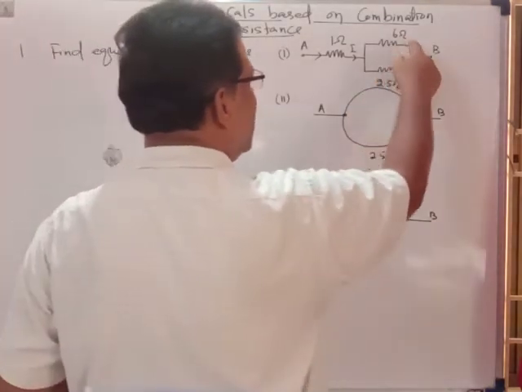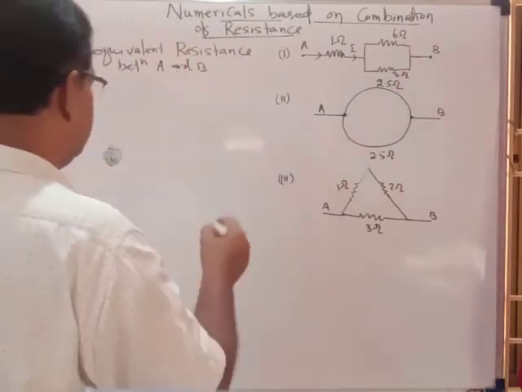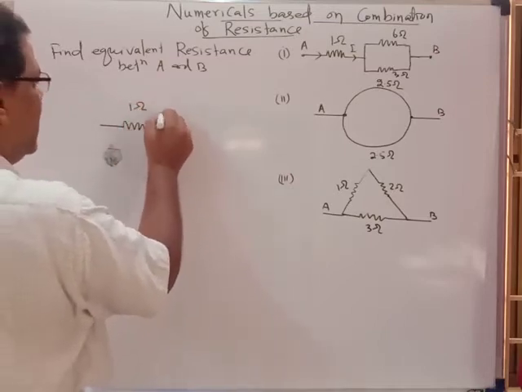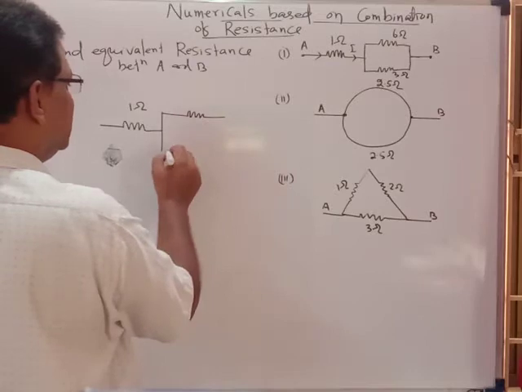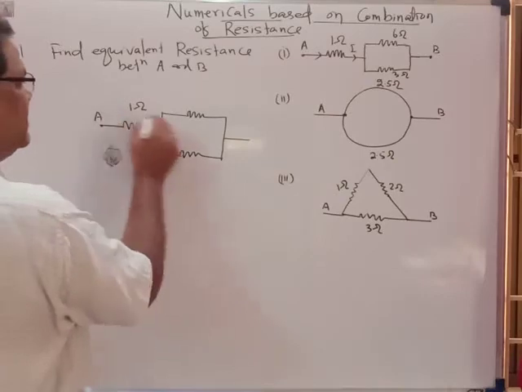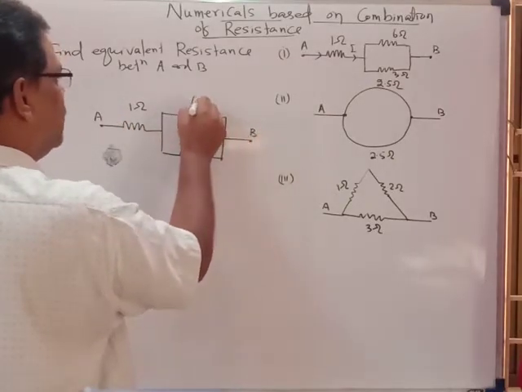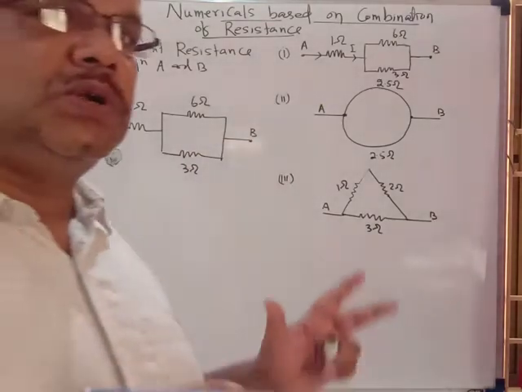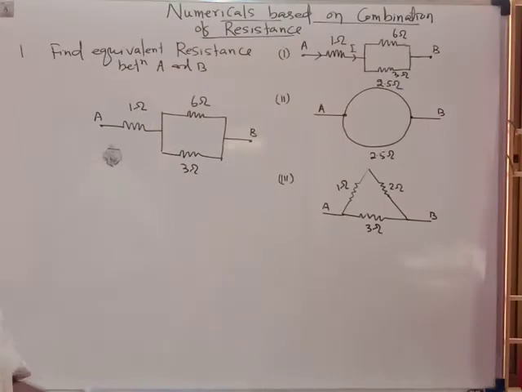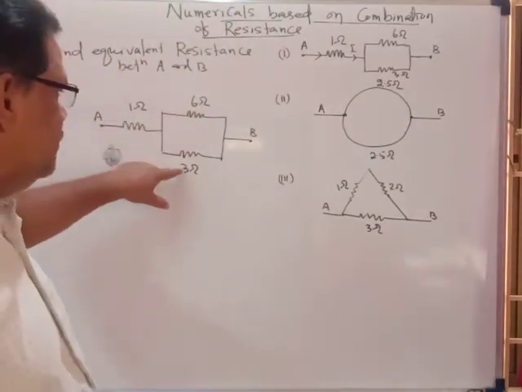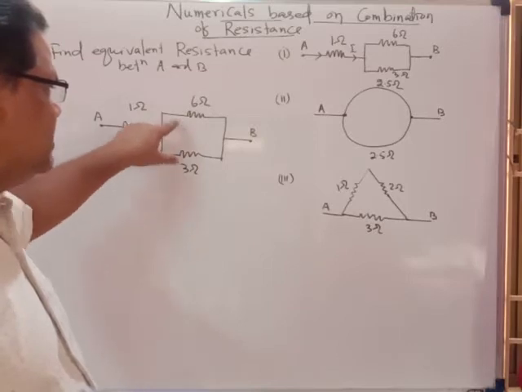This is a 6 ohm and a 3 ohm resistor. I am drawing it for a second here. This is 1 ohm, this is A and this is B, and this is 6 ohm and this is 3 ohm. From the circuit diagram, you just look at the circuit and identify which resistors are connected in series and which are connected in parallel. So it is clear: the 6 ohm and 3 ohm resistors are connected in parallel.